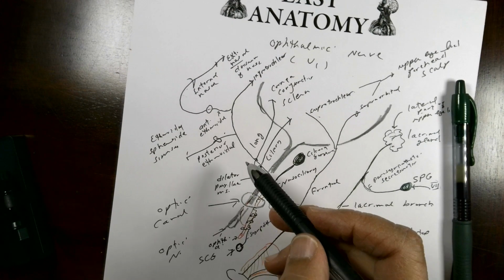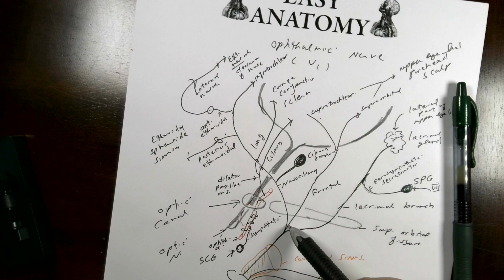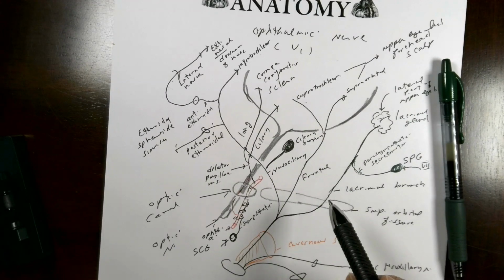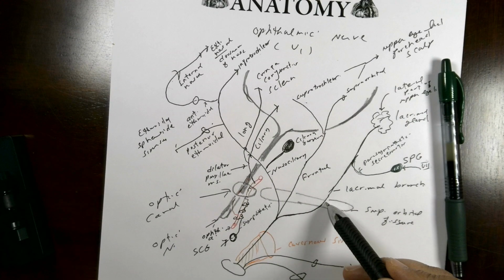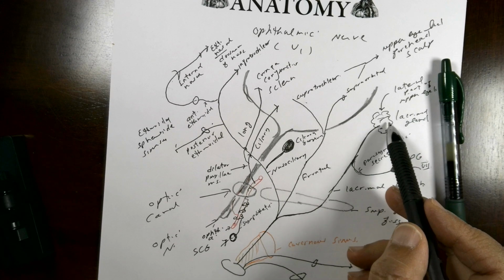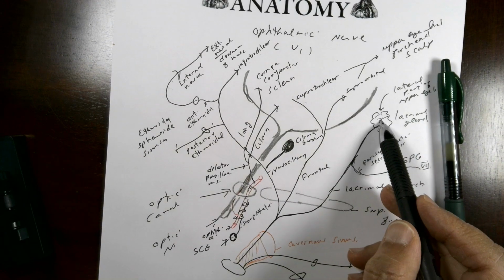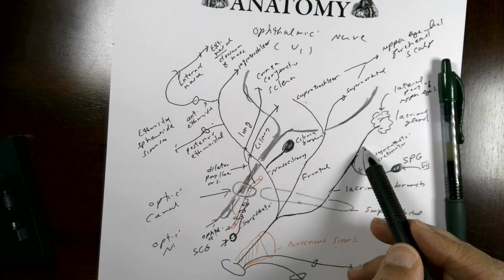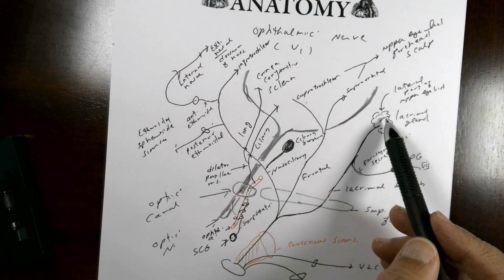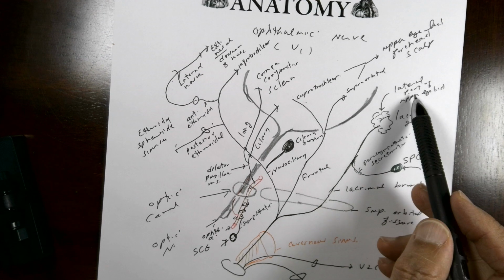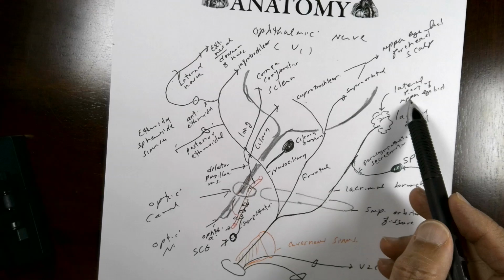Okay, quick review of the branches of the ophthalmic nerve. The ophthalmic nerve is divided into three branches. The lateral branch is the lacrimal, which continues along the lateral side of the orbit until it reaches the lacrimal gland. The lacrimal nerve has two functions: it carries sensation from the lacrimal gland, and from the lateral part of the upper eyelid.